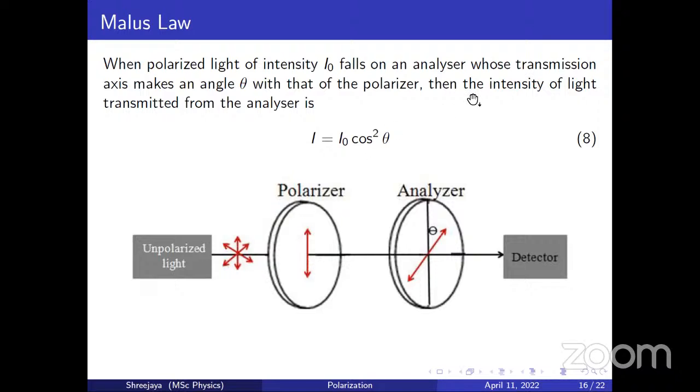So the intensity of the light that is transmitted from the analyzer, that the detector detects, is given by this expression, number 8. I is equal to I naught cos squared theta. I naught is the intensity that the polarized light has. So this is an important expression.